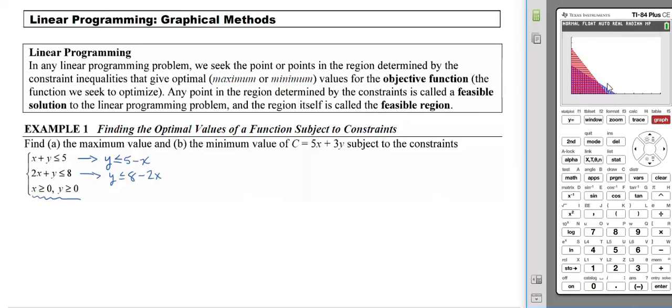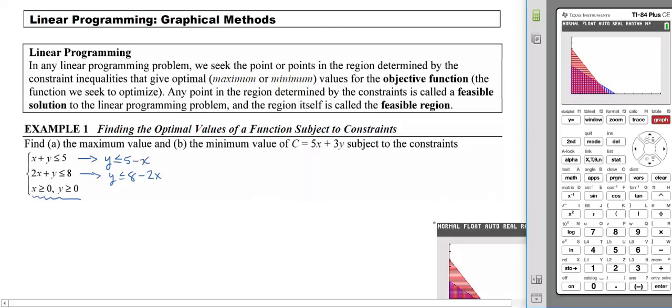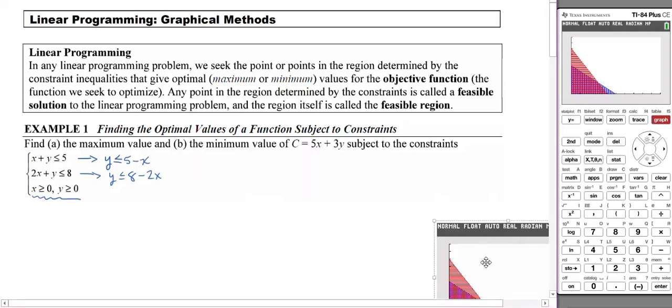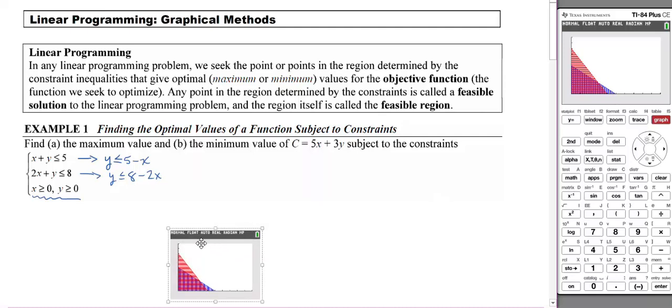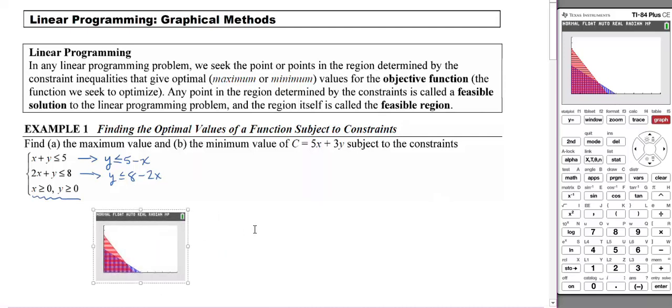And you do see the region there that is the feasible region. Any point that is in that double shaded area is going to be a viable solution for this problem. It will satisfy the constraints that were given. If we want to optimize this, then those points that make the corners of that region will be what maximizes or minimizes the objective function c equals 5x plus 3y.